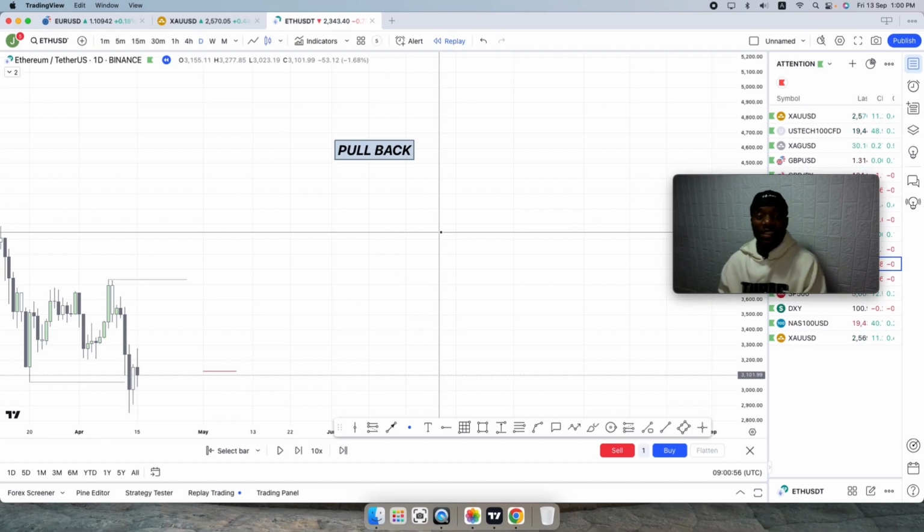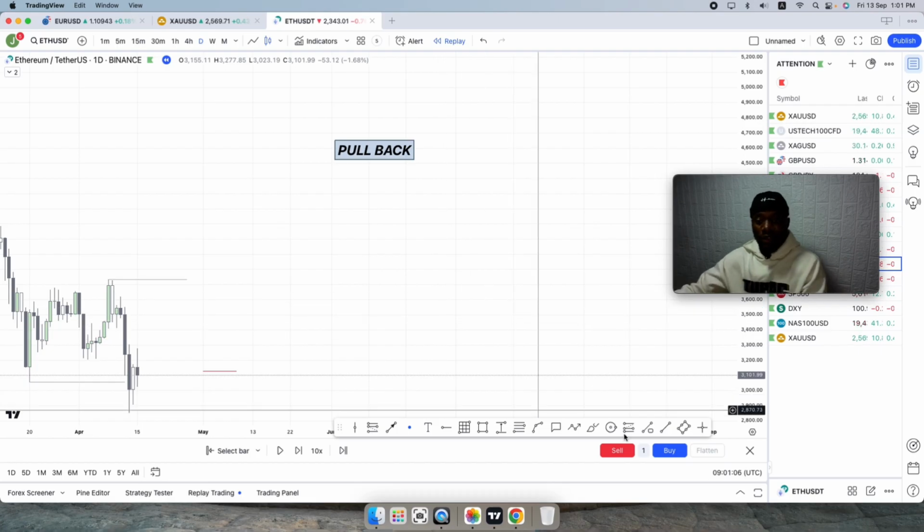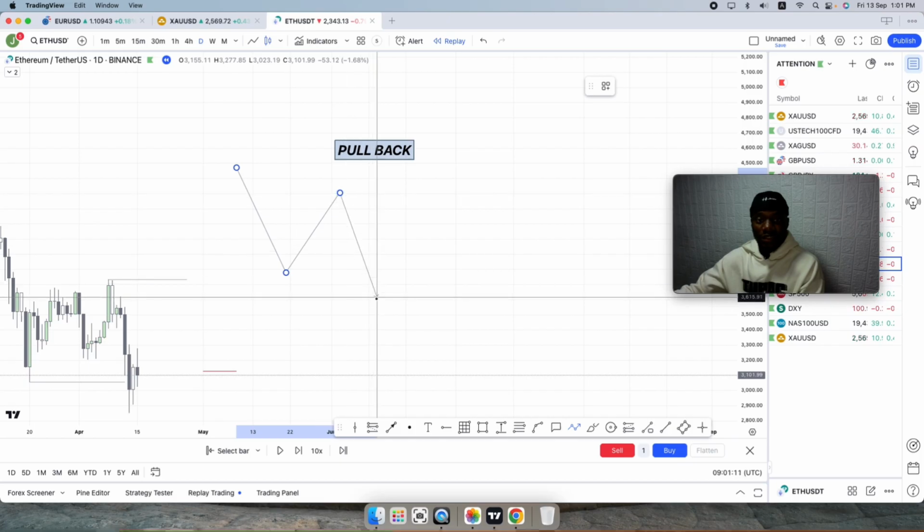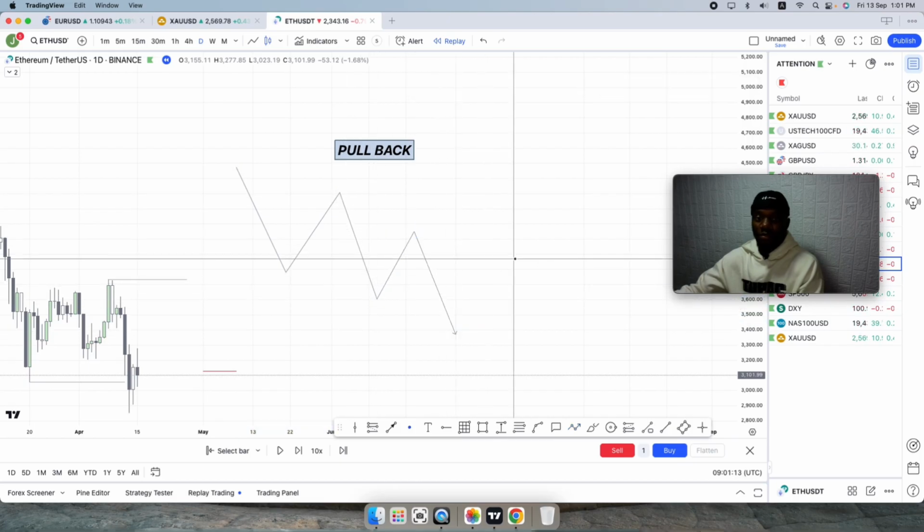Now, most of you think that it is a change of direction. Change of direction is not pullback. Change of character is not pullback. Some people misunderstand these words. Now, this is what we call pullback with a diagram. Let's say we also have a drop, which is a bearish move.